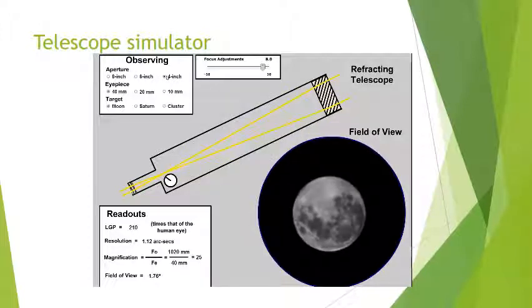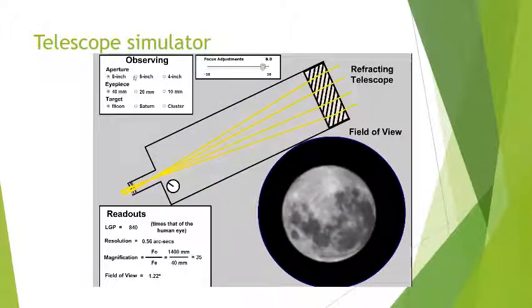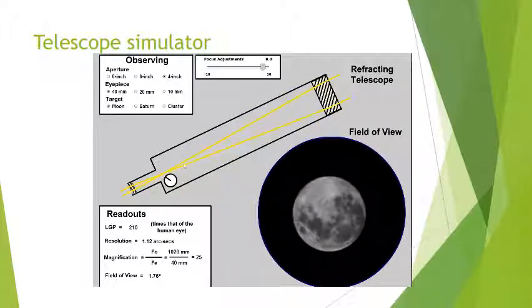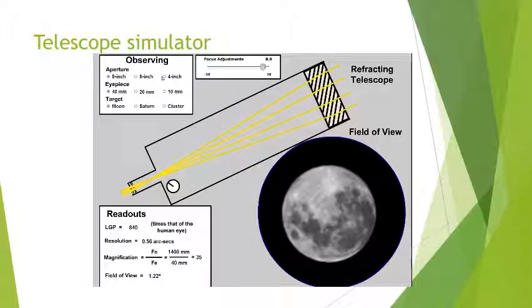Notice anything in the image? You should notice, first of all, the image gets smaller. And that's because, notice, the magnifying power has decreased. But also, the image becomes dimmer, doesn't it? Because I'm gathering less light. Okay? Now, what else could we do?